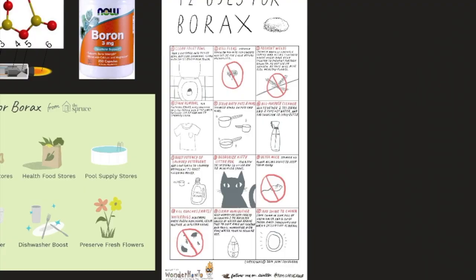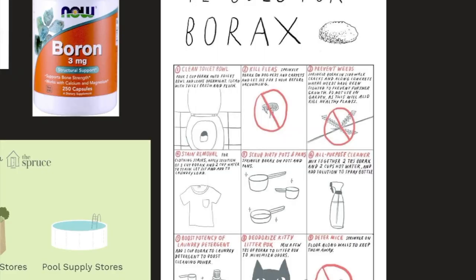So there's 12 uses for borax in this image that I will go over. Number 1, you can use borax to clean your toilet bowl. Number 2, you can use it to kill fleas. Number 3, you can use it to prevent weeds from growing. Number 4, you can use it to remove stains. Number 5, you can use it to scrub dirty pots and pans. Number 6, it's an all-purpose cleaner, so you can use it for various things. You can use it as a Windex if you run out of Windex or window cleaner.